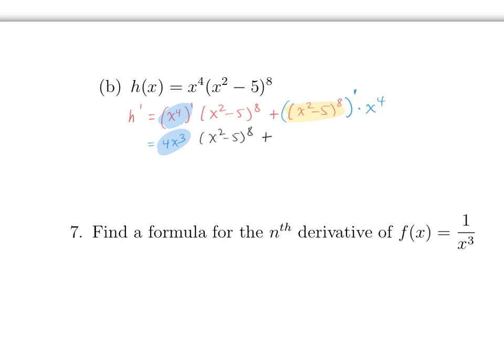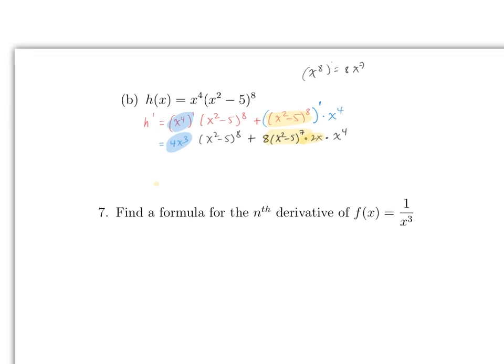The derivative of the second one, well, this is going to be a times x squared minus 5 to the 7, because remember the derivative of x to the a is a times x to the 7 times the derivative of the inside, and the derivative of the inside is 2x minus 0, so it should be 2x times, all of this is times x to the 4. So this gives you this much. And again, there is no need to simplify. Okay, so far so good.